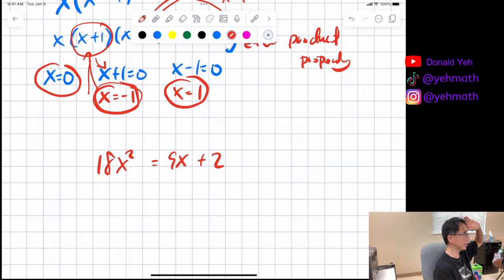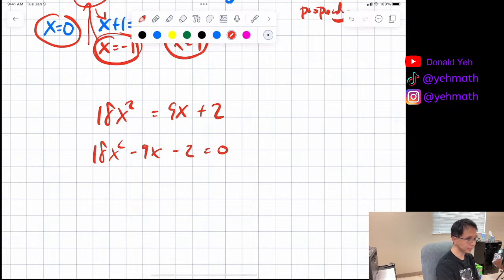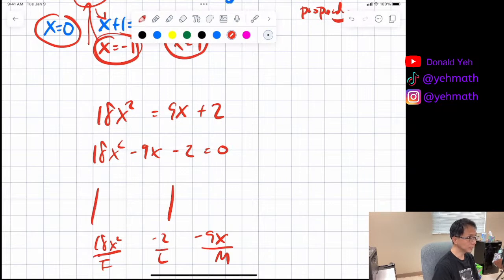Okay, you need to learn my way of factoring, because if you don't know how to factor this, you've got to learn. But first, you have to move everything to the other side: 18x squared minus 9x minus 2 is equal to 0. First, Anthony, pay attention. First, last, middle, here.